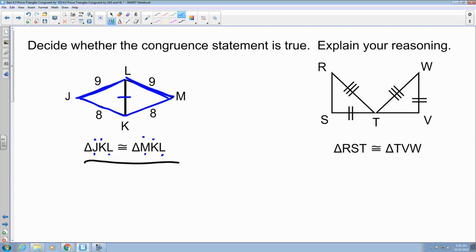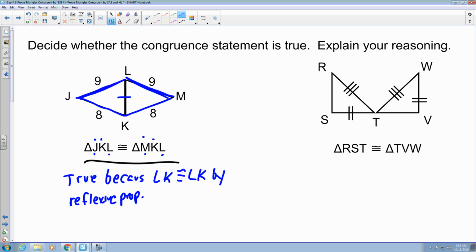So I can say, yes, this is true because LK is congruent to LK by reflexive, and both triangles would be congruent by side, side, side.